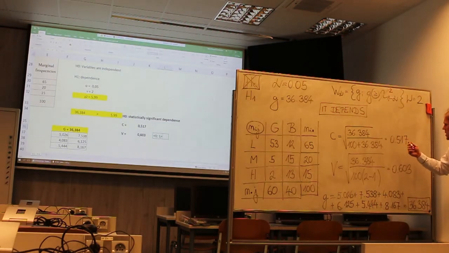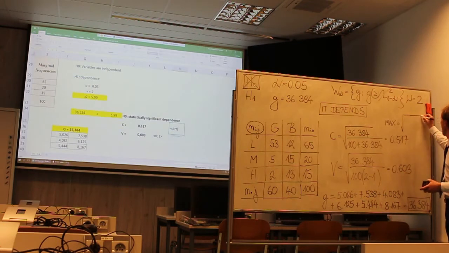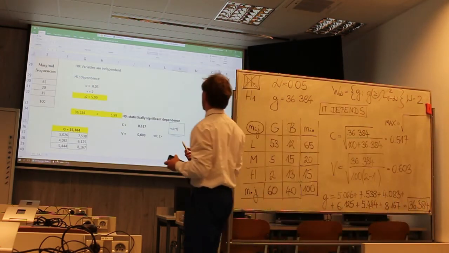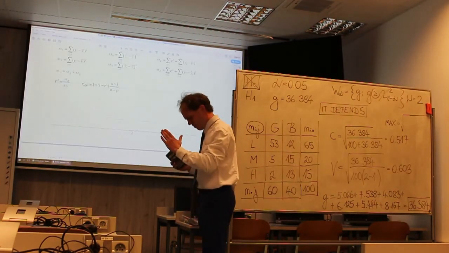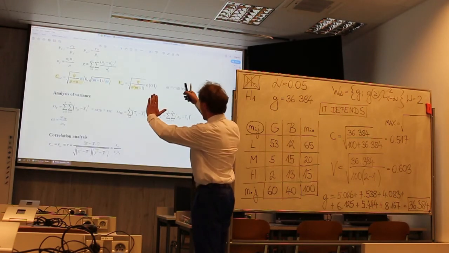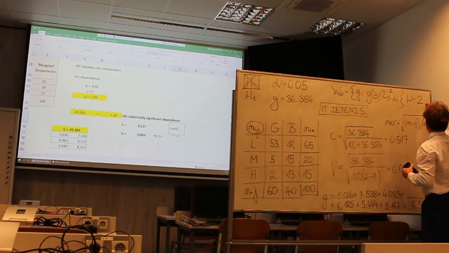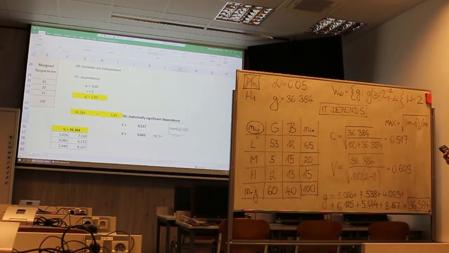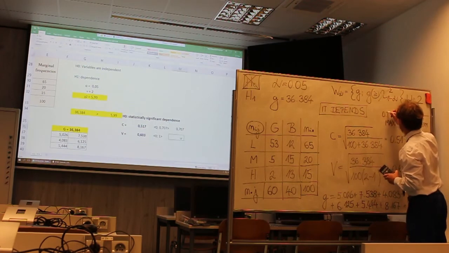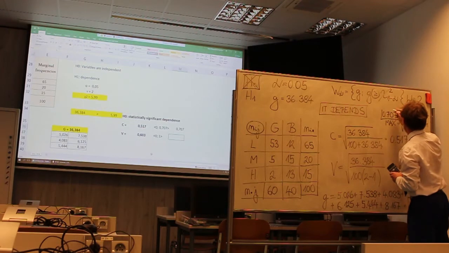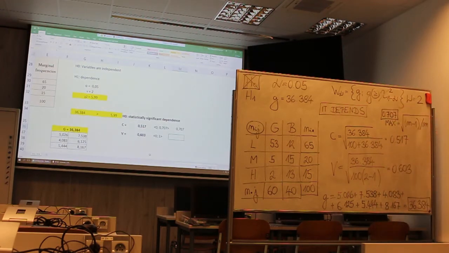We don't know the potential maximum of Pearson coefficient C. So we will calculate this maximum, the square root of m minus 1 divided by m. In our situation, 2 minus 1 divided by 2, so again the same maximum like before, 1 divided by 2, and the square root of this value, 0.707, is the potential maximum for this type of contingency table, yes?